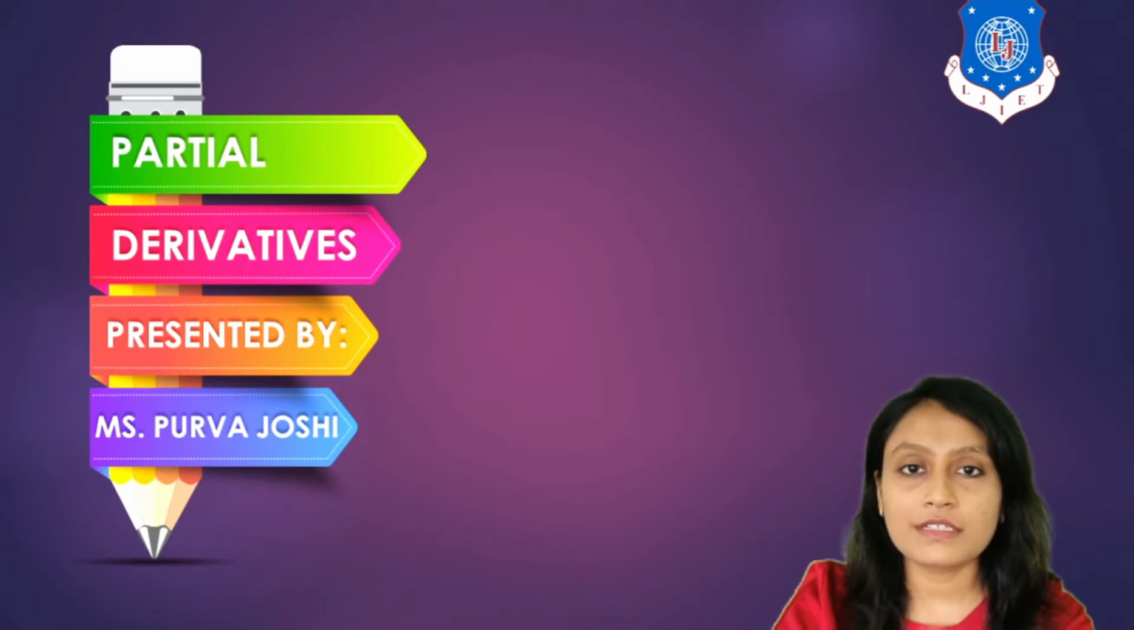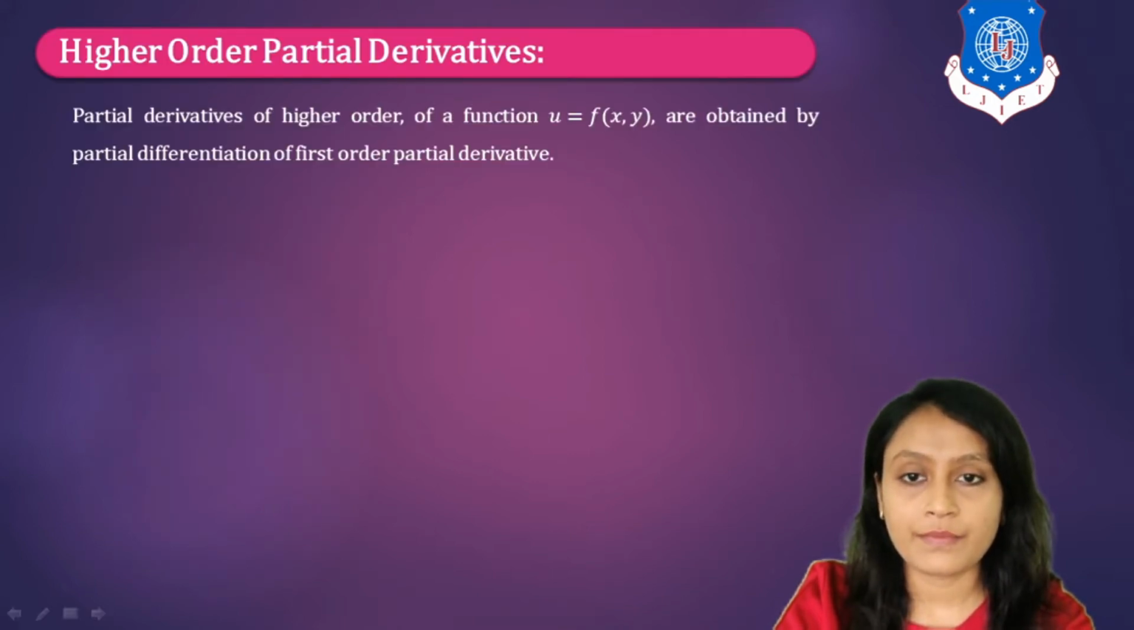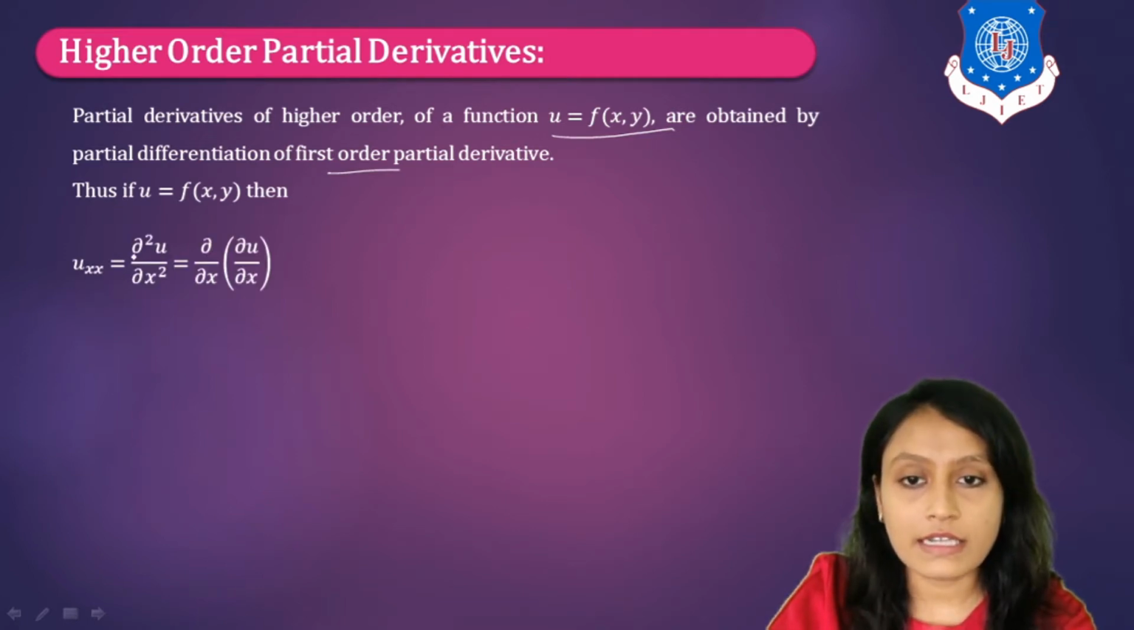Today we are going to discuss a few examples of partial derivatives. So let's begin with the higher order partial derivatives. Partial derivatives of higher order of a function u equals f of x, y are obtained by partial differentiation of first order partial derivatives. If u equals f of x, y, then u_xx, that is del square u by del x square, is equal to del by del x of del u by del x, right?